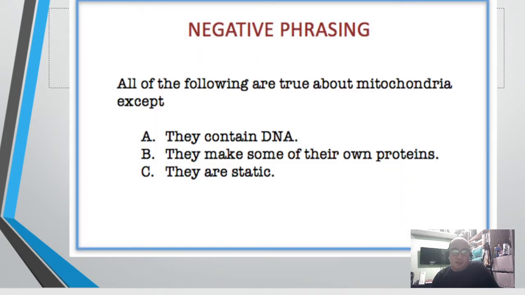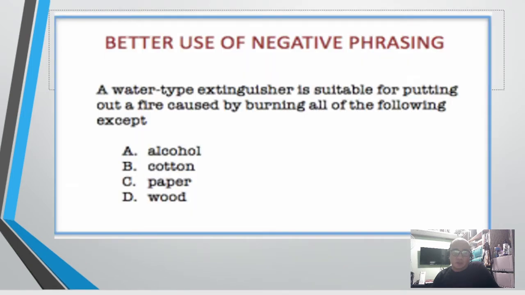Another negative phrasing is: all of the following are true about mitochondria except. The word except made it fall under the negative phrasing. A better use of negative phrasing is this example: a water type extinguisher is suitable for putting out a fire caused by burning all of the following except. So we have there the choices: alcohol, cotton, paper, and wood.